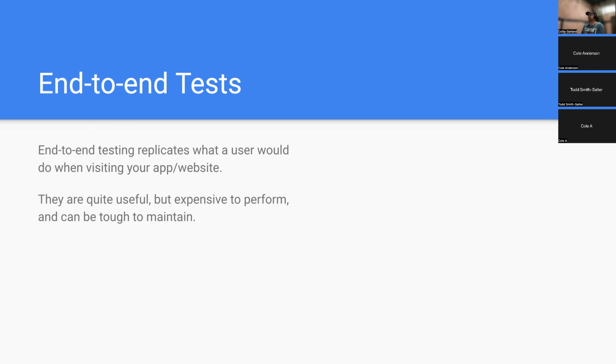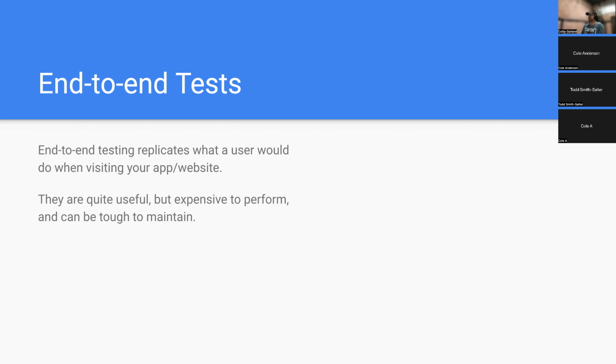And so these are obviously super useful because you have what a user is doing. But as you can imagine, they are quite expensive to perform because they take a long time to write and they take time to run. And they're very tough to maintain, especially in a bigger code base.